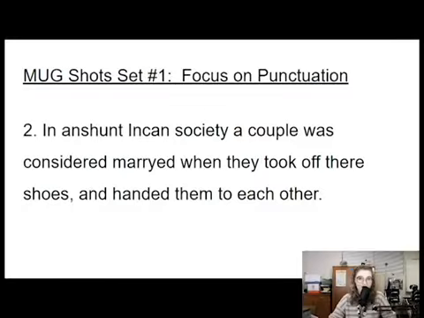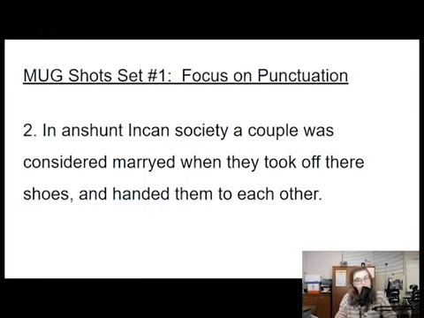Here is your sentence exercise for today. In ancient Incan society, a couple was considered married when they took off their shoes and handed them to each other. So something to note about these sentence exercises is that they are cumulative. So we learned one comma rule today, but there might be some other comma errors from the past lesson that are also present in this sentence.